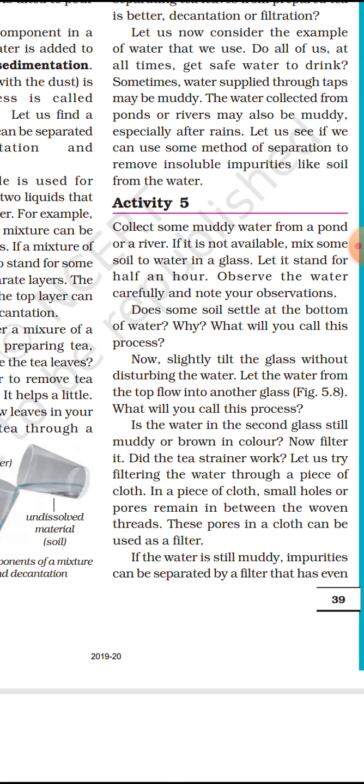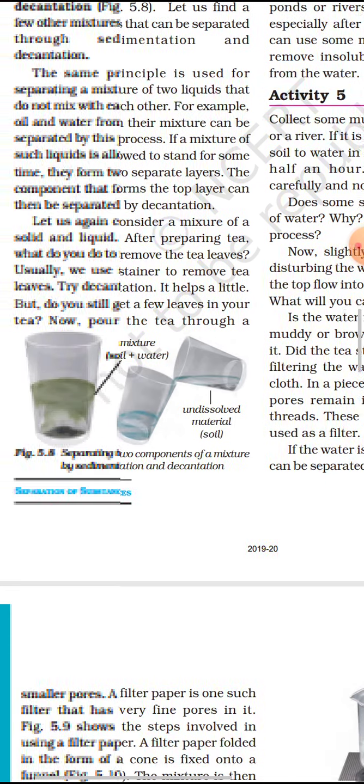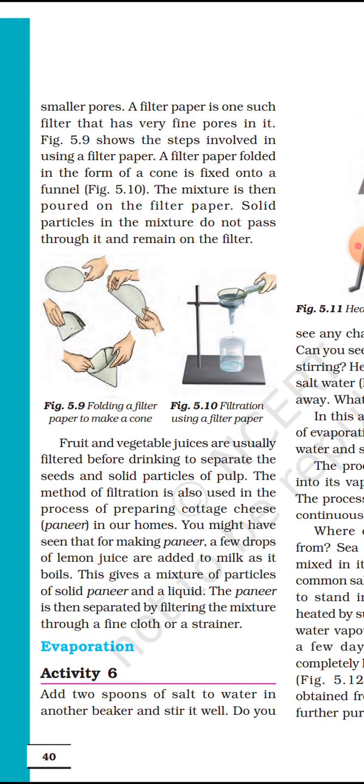After that also some dirty water will be present. Then in the third step, we use a piece of cloth. Using the cloth we filter the water. Even though we use cloth, still some impurities are present, and we cannot get pure water. Then what can we do? We can do the filtration using filter paper. By using this filter paper we can get pure water.